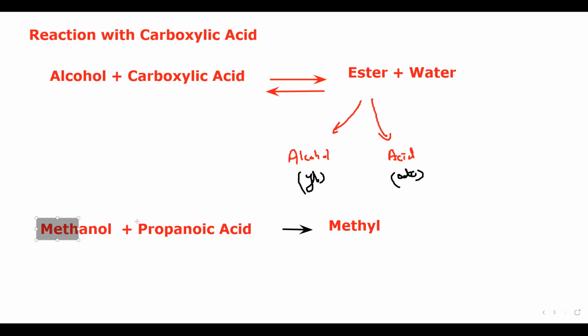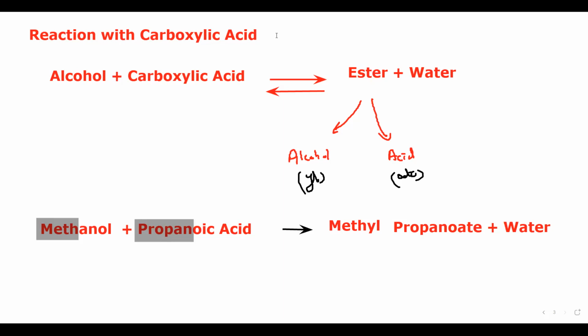The second name is coming from acid. So which acid is this? Propanoic acid. So it will be prop-an. Till prop-an it will be the same. And because the name of an ester should end at OATE, it will become oate, plus water.